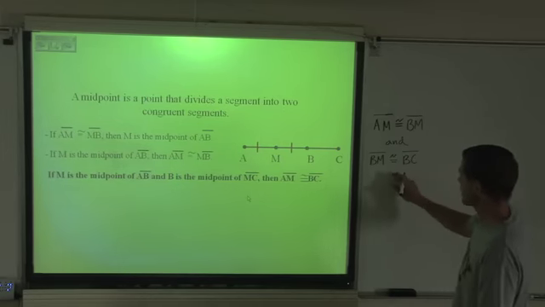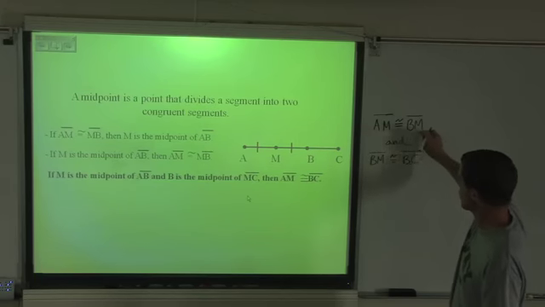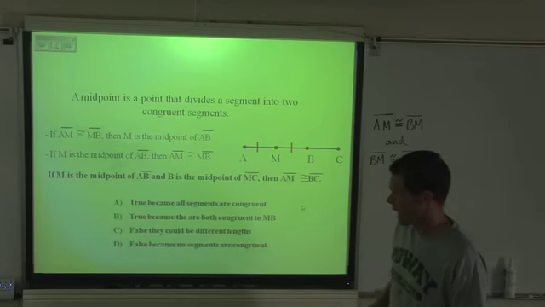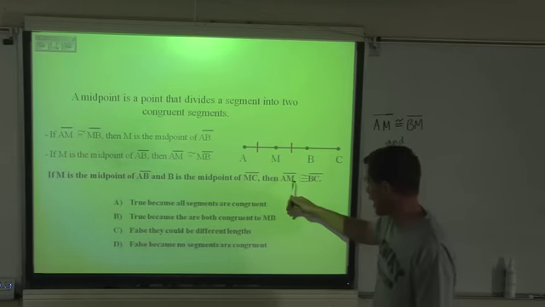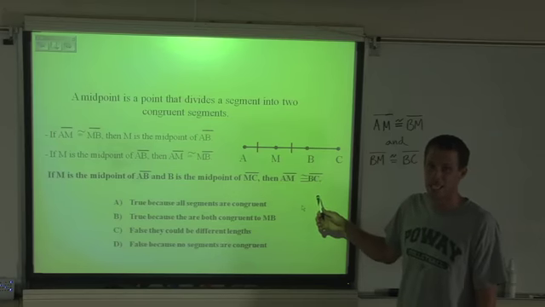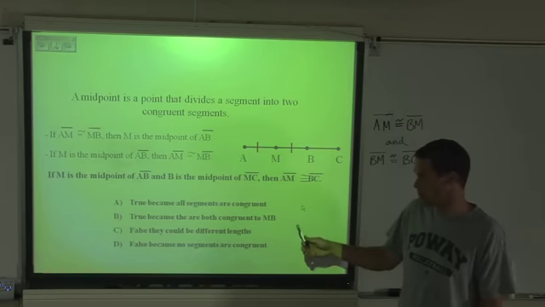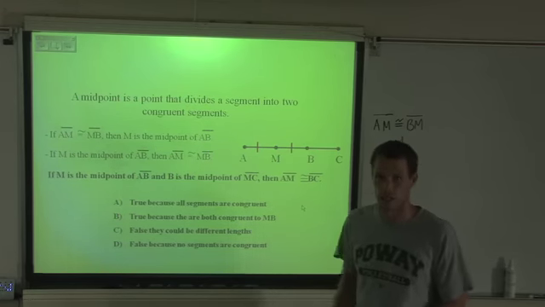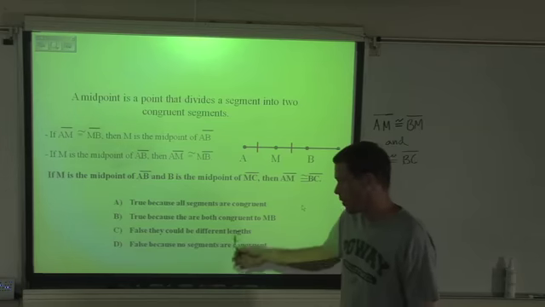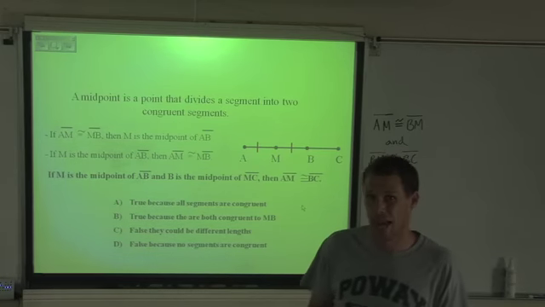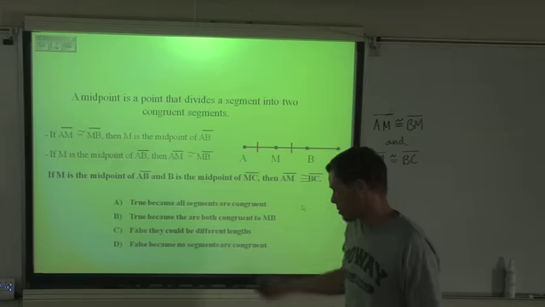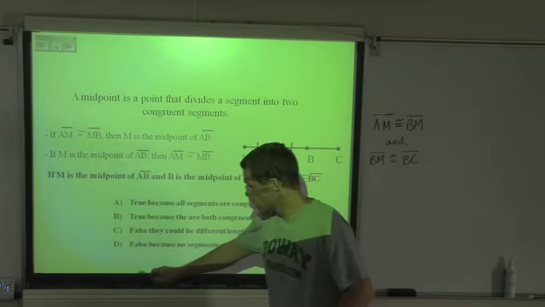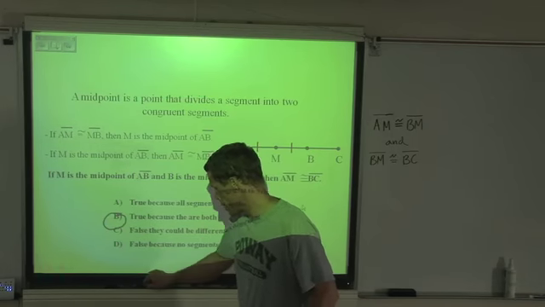So then what we notice is that AM is congruent to BM, BM is congruent to BC, segment BC. When asked the question, is it true that AM is congruent to BC? What is our best description? True because all segments are congruent? True because they are both congruent to segment MB? Is it false because actually they could be different lengths and we have not proven it? Or is it false because no segments are ever congruent? The correct answer is B.